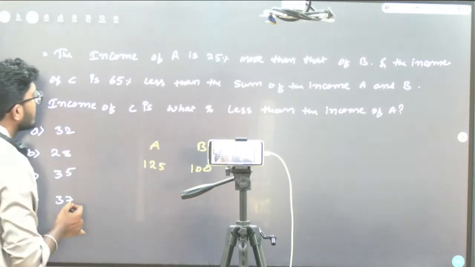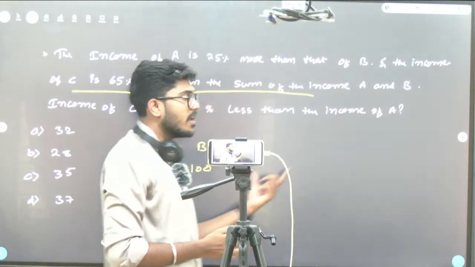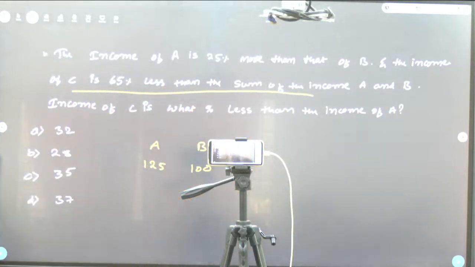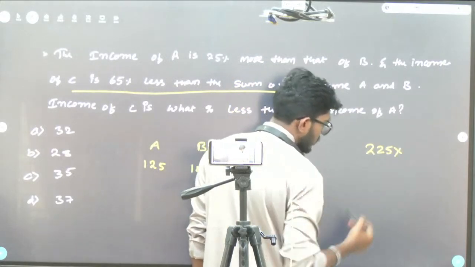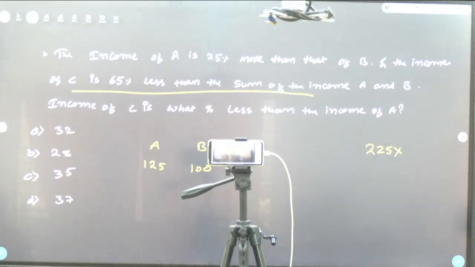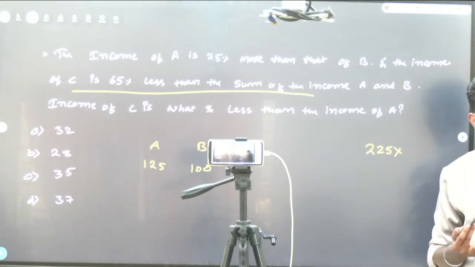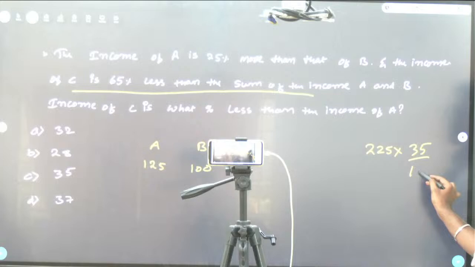Now the next condition given: C is 65% less than the sum of the incomes of A and B. The sum of A and B, how much are you getting? The sum is 225. And how many percent less is given? 65% less means the remaining is how many percent out of 100? 35. So 225, 35% calculate.